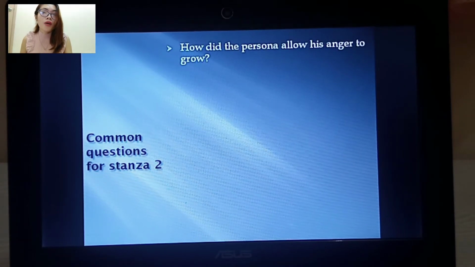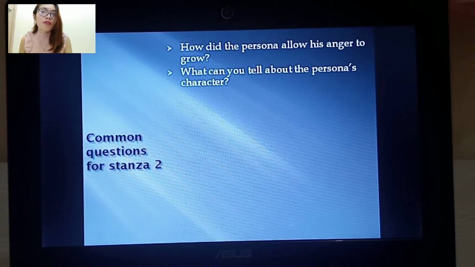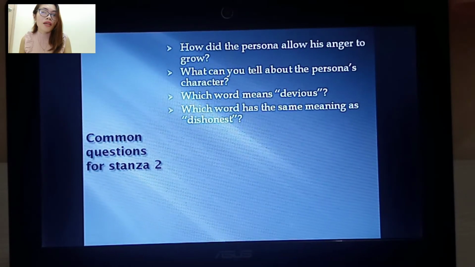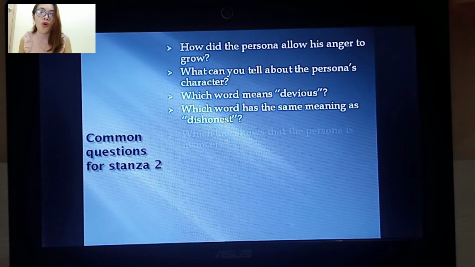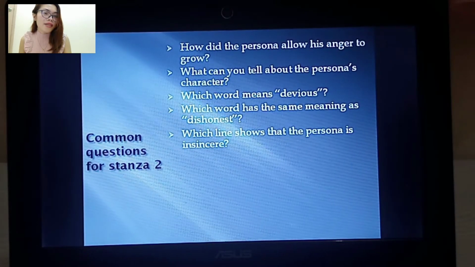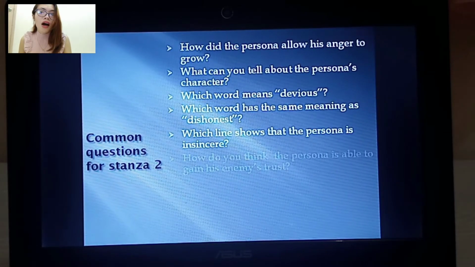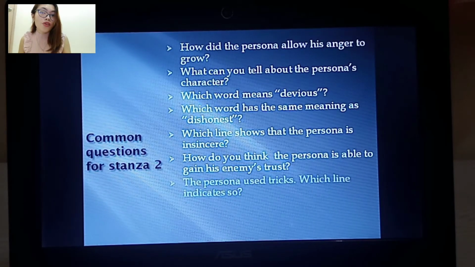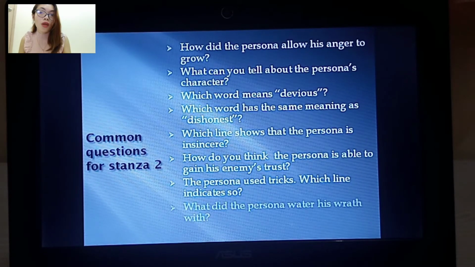How did the persona allow his anger to grow? What can you tell about the persona's character? Which word means devious? Which word has the same meaning as dishonest? Which line shows the persona is insincere? How do you think the persona is able to gain his enemy's trust? And the persona used tricks, which line indicates so? And lastly, what did the persona water his wrath with?